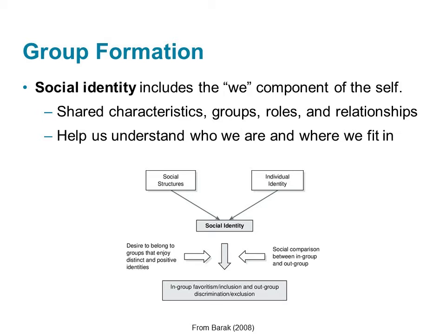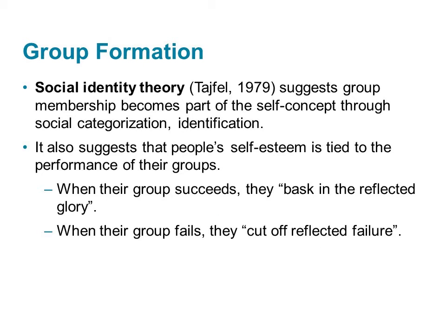These identities help us understand who we are and where we fit in with other people, but they can have a negative side as well. They can lead to in-group favoritism and out-group discrimination and exclusion. So how does one's group membership become part of their self-concept? Social identity theory, proposed in the late 1970s, suggests this happens through two processes.